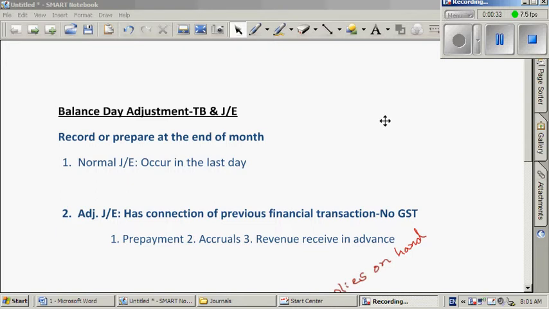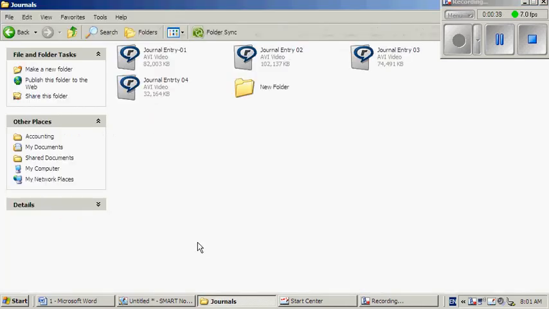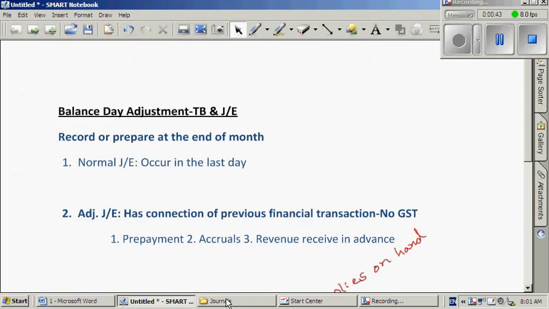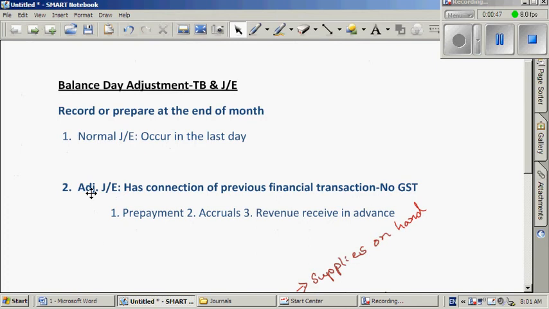To understand the normal journal entry, please watch the videos from journal entry 01 to journal entry 04. In this lesson, I'm going to focus more on adjusted journal entry, which has a connection with a previous financial transaction. It's not a new transaction, therefore it has no GST at all.